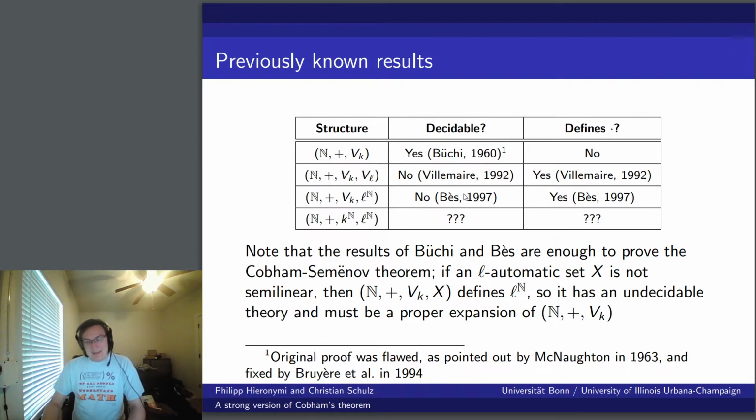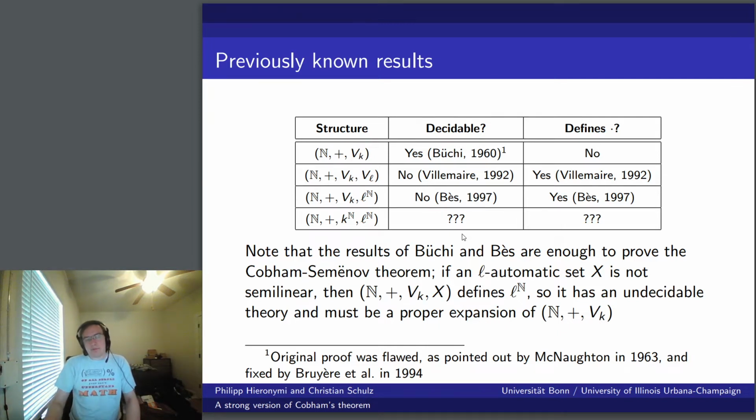And then in the same '97 paper I mentioned earlier, Bès proved that it is sufficient to have V_k and L to the n, or equivalently from the minimality, any L-automatic set in our theory, because in that case we do still define multiplication. So the next natural question then, and this is a question that has been asked for quite some time, is what happens if we have k to the n and L to the n, or any k-automatic and any L-automatic set? Might that give us a decidable theory, or is it still undecidable?